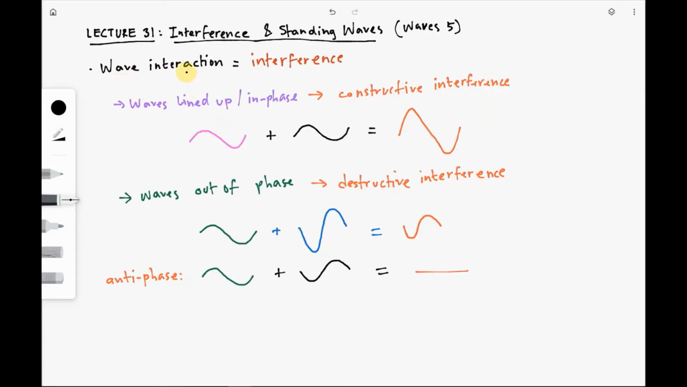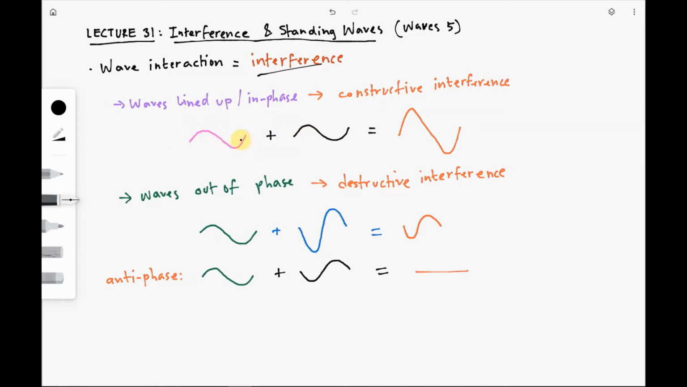When waves interact, we give it a special name. We call it interference. All right? Their waves are interfering with each other. Now, interference can be of two types. One where the waves interacting or talking to each other have their phases lined up, or they are exactly the same looking.